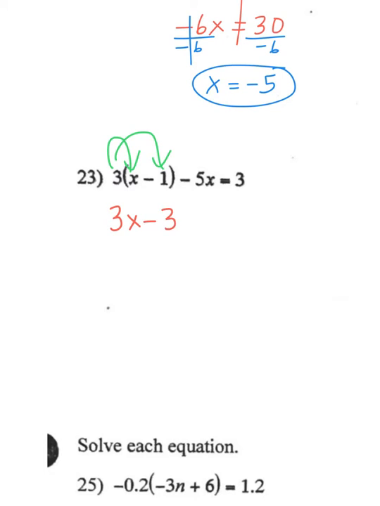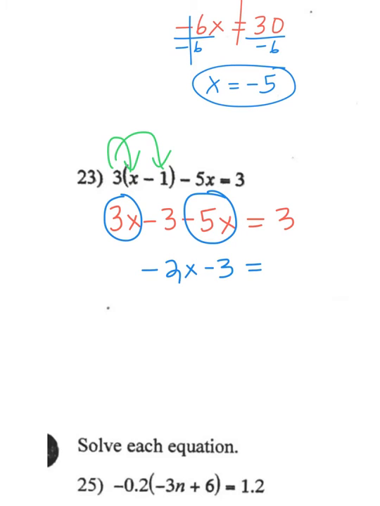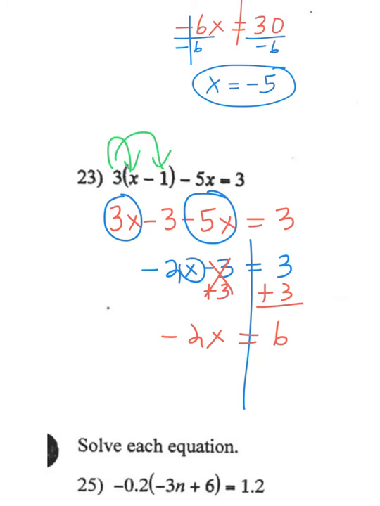3x minus 3 minus 5x equals 3. The x's combine, negative 2x minus 3 equals 3. Variable. Okay. Plus 3, that cancels out. Plus 3 is 6. Negative 2x. Divide by negative 2, that turns into 1x equals negative 3.